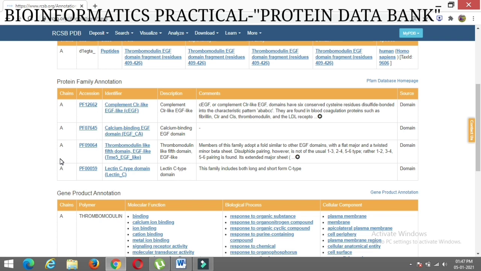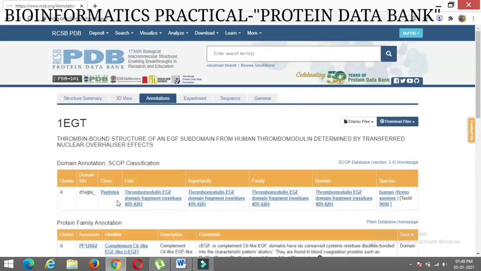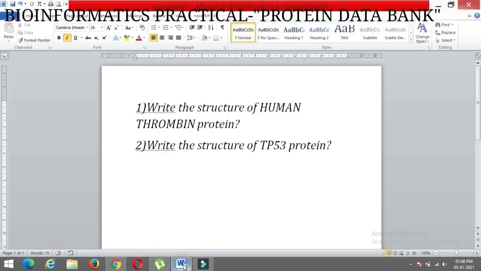That means chain A has 4 different types of domains which are responsible for different types of functions, and it is actually the gene product annotation. So this is actually what you have to write with respect to that question, that is, write the structure of human thrombin protein.